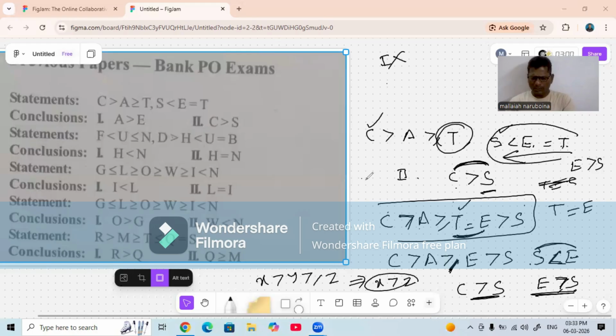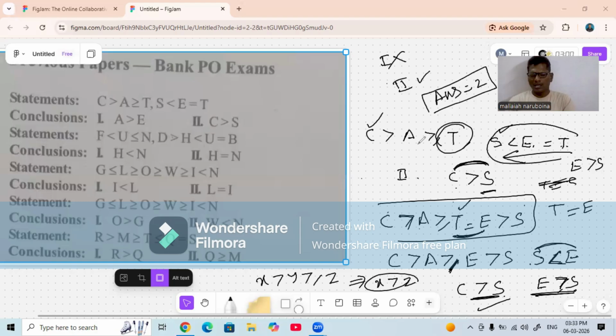So the second conclusion is valid. We got the second conclusion from the statement. So only 2 follows means your answer is 2. Only conclusion 2 is valid, your answer is 2.